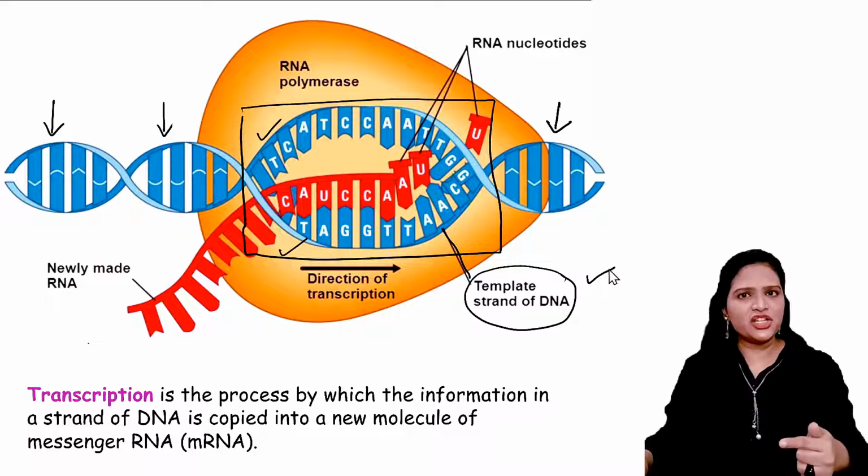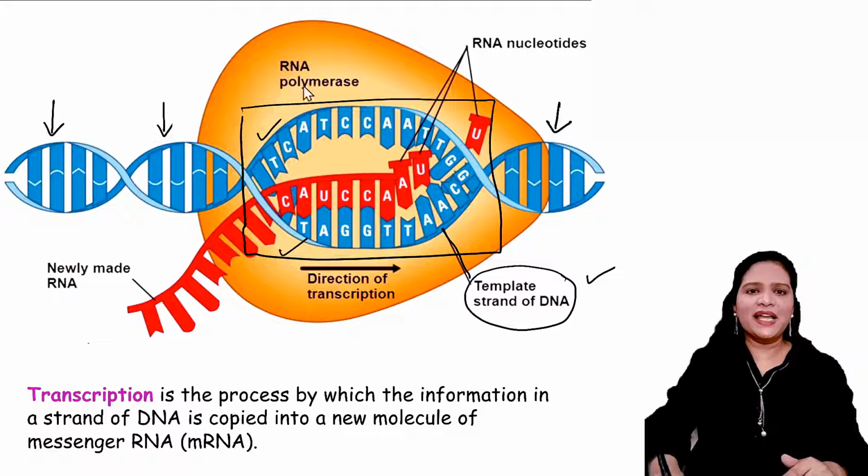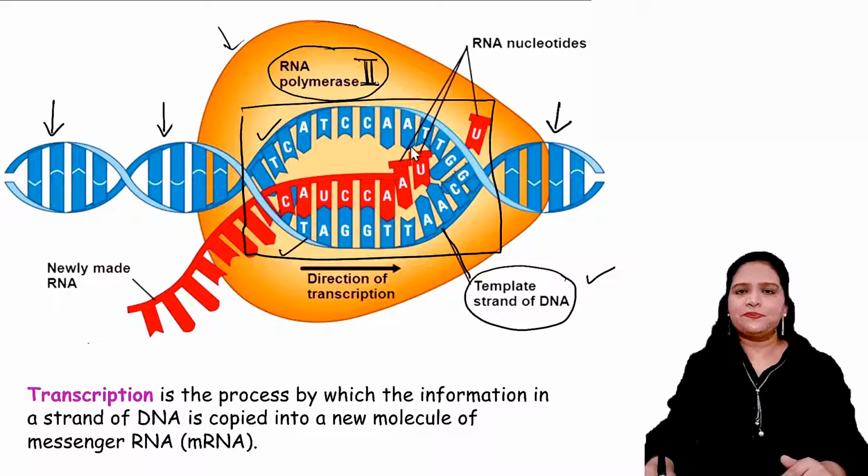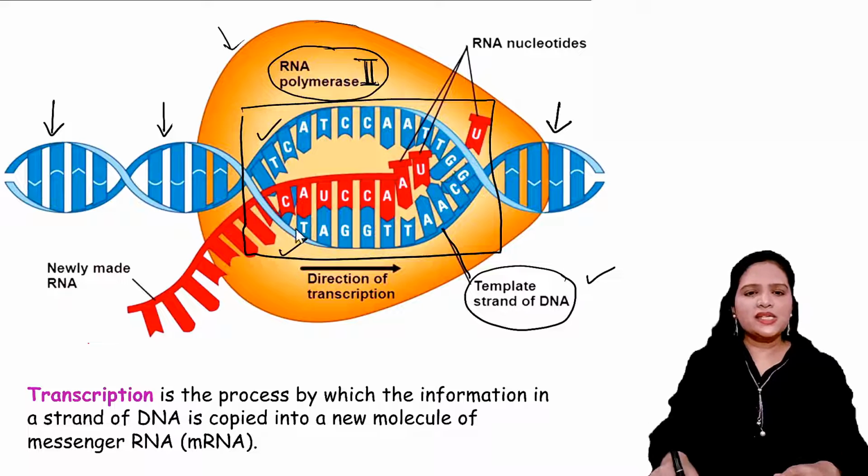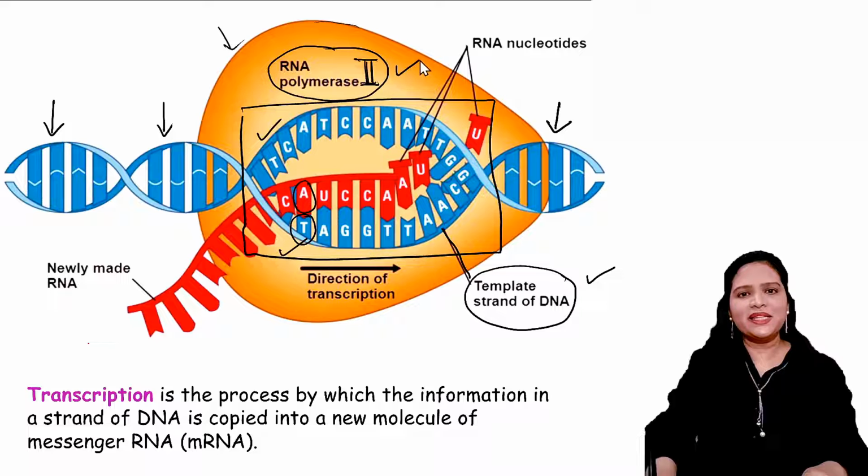This function will be carried out by an enzyme. That means it is catalyzed by an enzyme called RNA polymerase 2. So RNA polymerase 2 is the enzyme, and this orange color thing is the enzyme. Understand? Now see here in this template strand, the nucleotide is thymine. The complement of thymine is adenine. Adenine will be added by the enzyme.